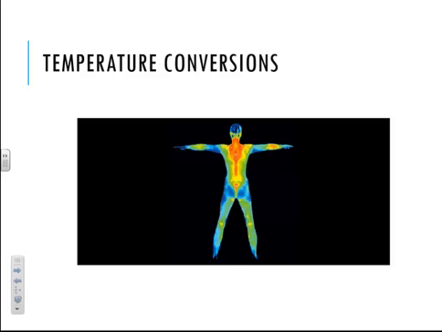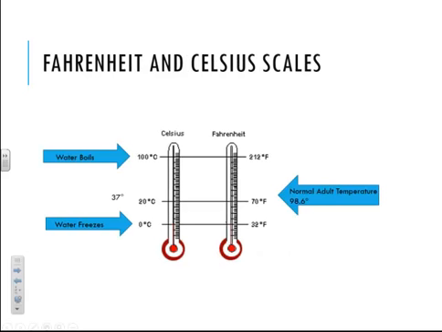Temperatures are often reported in Fahrenheit or in Celsius. It's simply a matter of two different scales that represent the exact same temperature. So in the Fahrenheit scale, water boils at 212 degrees Fahrenheit and freezes at 32 degrees Fahrenheit. On the Celsius scale, it's 100 degrees that water boils at and 0 degrees that it freezes at.